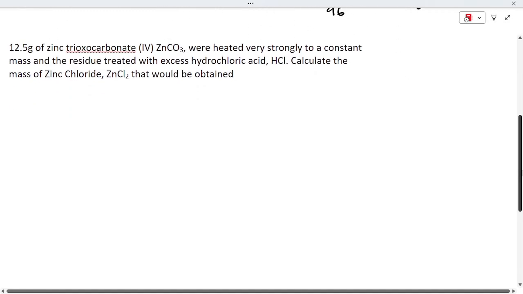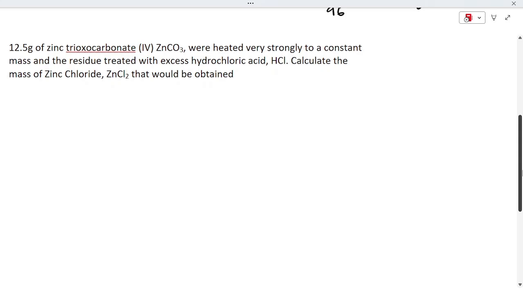Now, same thing here. You can see 12 grams of carbonate was given, and then we are asked to calculate the mass of zinc chloride. So that simply means that, again, it is a mass to mass relationship. So this is how you decide these things.